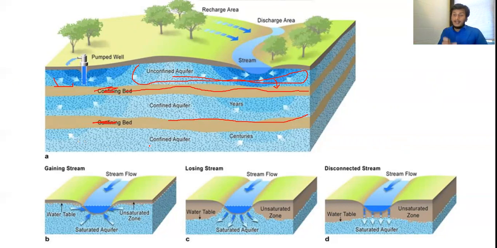We have a third type of aquifer called the leaky aquifer, which means there is leakage or some water movement through the confining layer. That is a special case of the confined aquifer. This figure shows a gaining stream and a losing stream, and how the water moves here. It depends on the elevation, and on the disconnected stream, which is slightly going. I just got this picture from the internet.